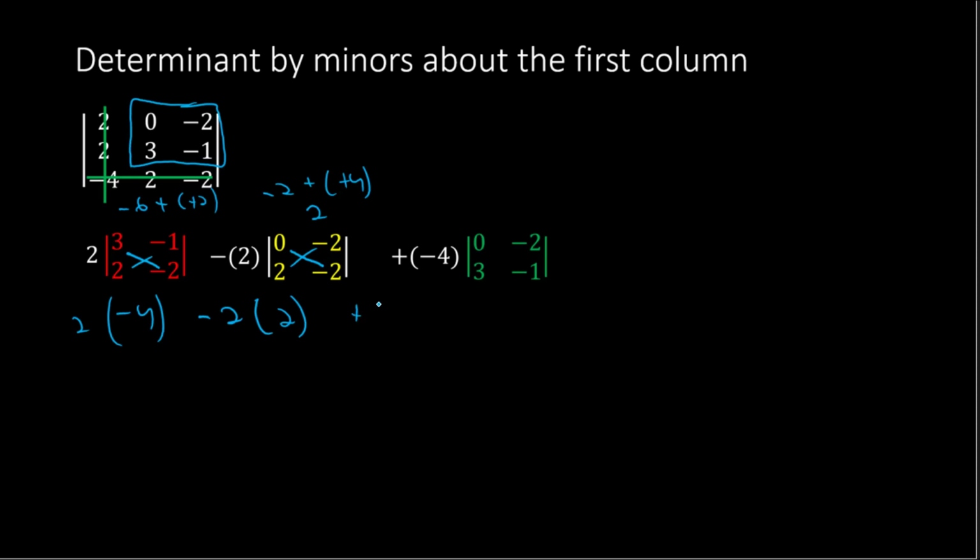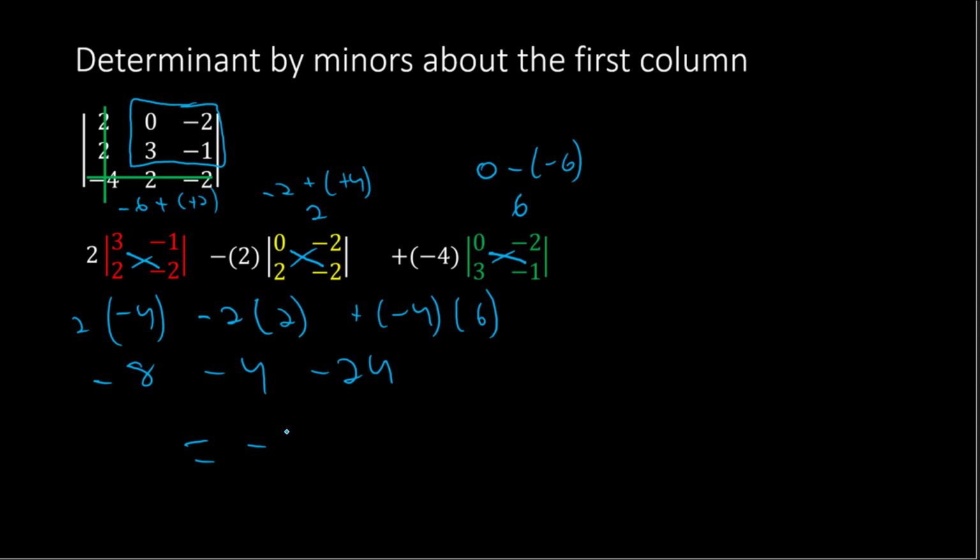And then here, the last part, we have a -4 times, and then the determinant we would multiply across, 0 times -1 minus 3 times -2, which would give you a +6. So notice we would get -8, this would be -4, this is -24, and when you put this all together, you're going to get a negative, and that would be 36.